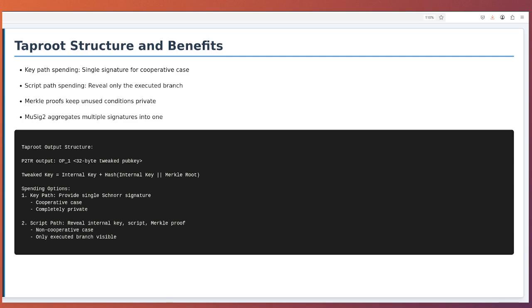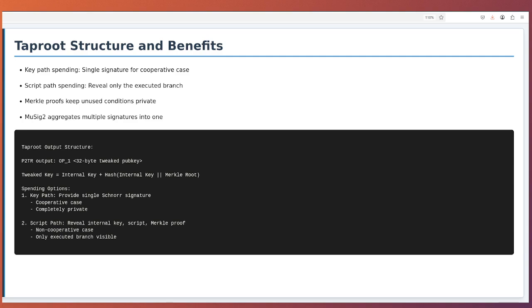Taproot brings several major benefits. Privacy improves because multisig, time locks, and complex contracts all look like regular payments. Efficiency improves through smaller signatures, signature aggregation, and only revealing used script branches. Flexibility improves because script trees can be arbitrary depth with any combination of conditions. Multisig becomes much cheaper through key aggregation. Future upgradability is built in through script versioning, making future soft forks easier to deploy.